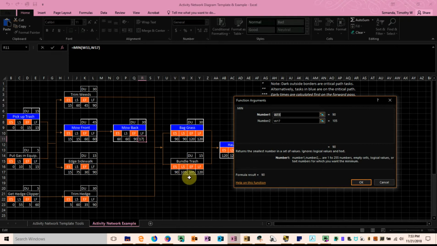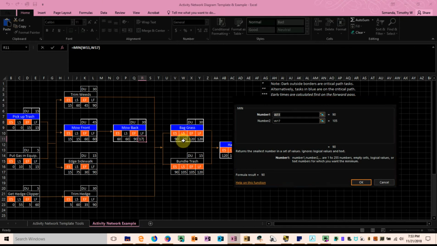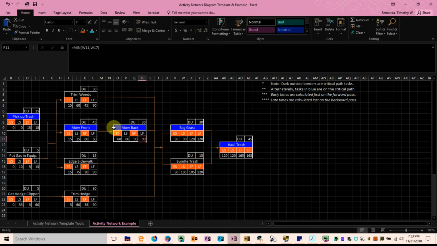So the minimum of 90 and 105 is 90. That means the latest finish of mowing the back will be 90 minutes, the lesser of the two latest starts for these two activities. Alright, so we now have the latest finish, and then the latest start time of mowing the back would have to be the 90 minutes we just calculated minus 30, the duration of this activity, which is 60 minutes.